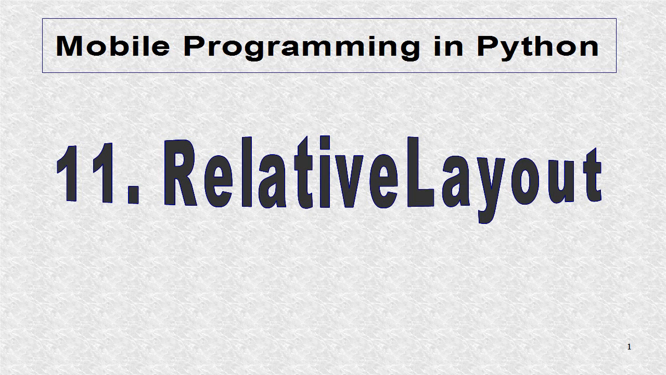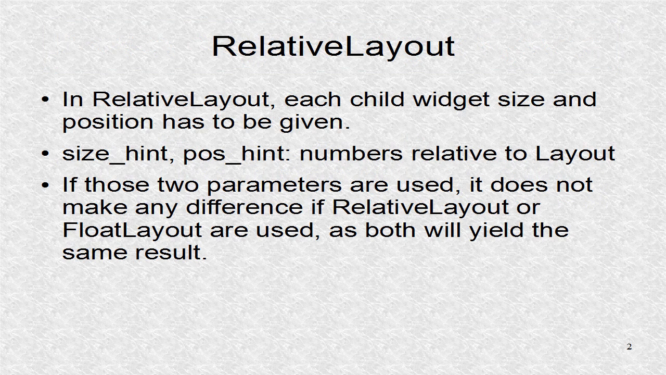1. In relative layout, the size and position of each child widget has to be given. 2. You can give size hint and pos hint for each child widget. In that case, the numbers are relative to the layout. Also, it does not make any difference if relative layout or float layout was used, if pos hint is used to set the position.